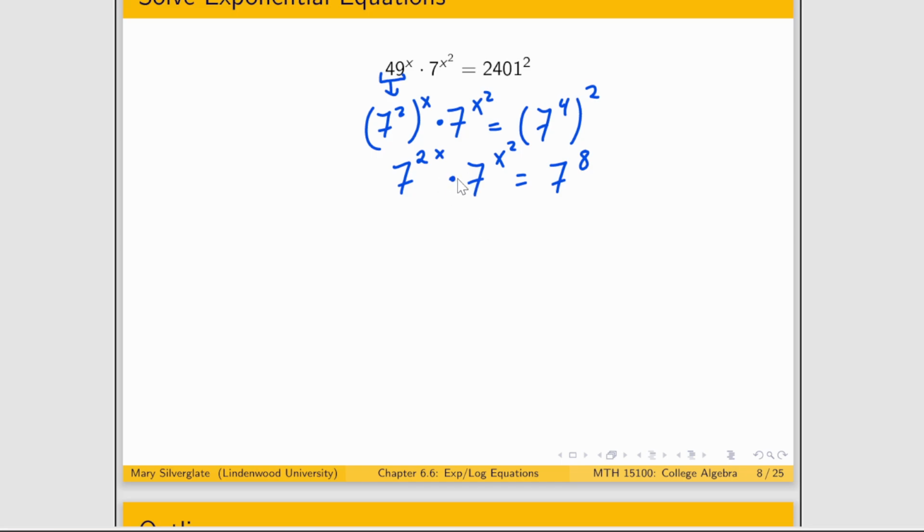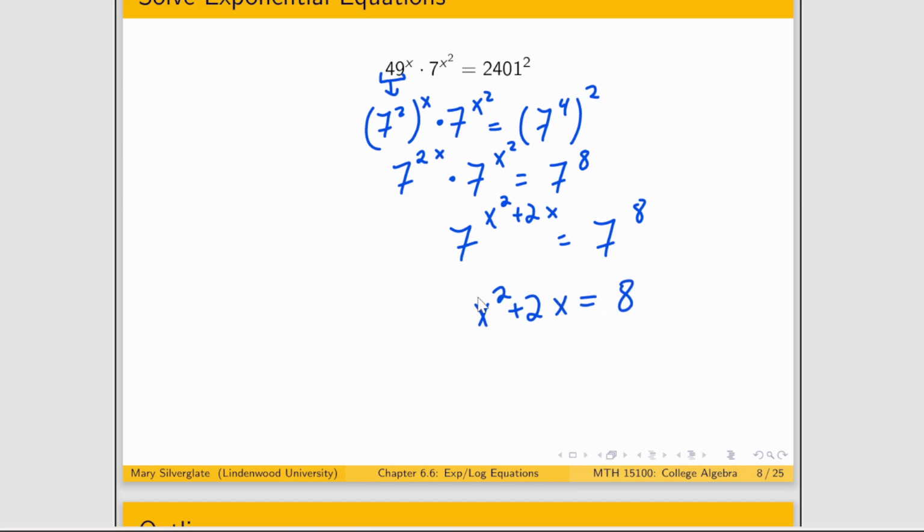Then multiplying outside an exponent becomes adding inside the exponent. So I can rewrite this first term as 7 to the x squared plus 2x is equal to 7 to the 8th. And now I'm in business because I have just base to an exponent equals same base to another exponent. So now I'm allowed to set those two exponents equal to each other. So that becomes x squared plus 2x is equal to 8.